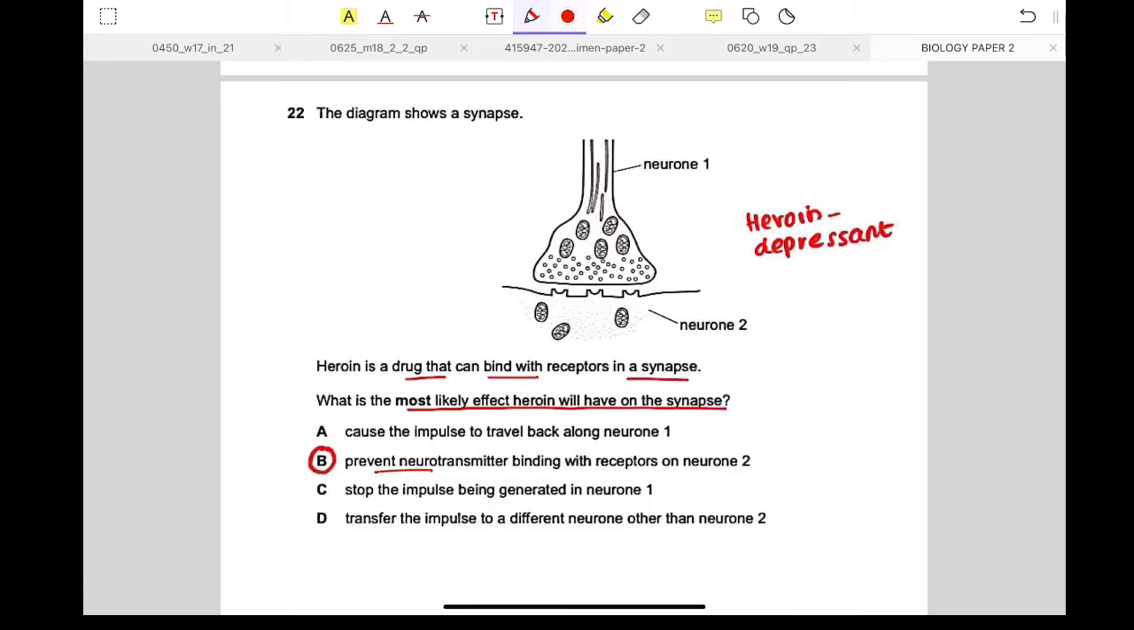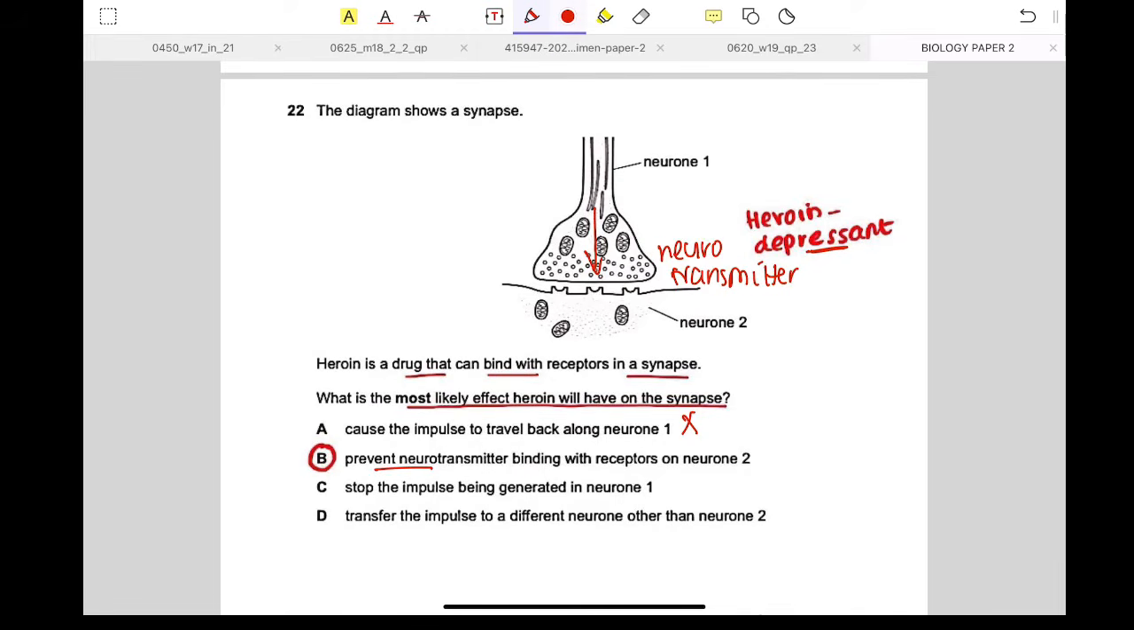So the first one says it causes the impulse to travel back along neuron 1. No, it still releases the neurotransmitters. Neurotransmitters are released, but the thing is they can't bind to the receptor. That is important. So they prevent neurotransmitters from binding to the receptors. Yes. Stop the impulse from being generated. No. Transfer impulse to a different neuron. Nope. Okay, so this is your answer.